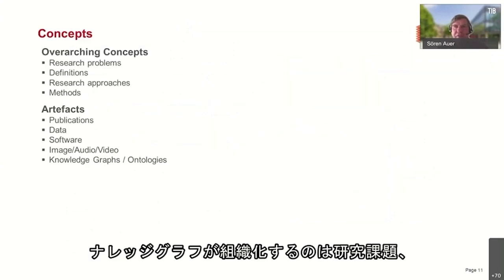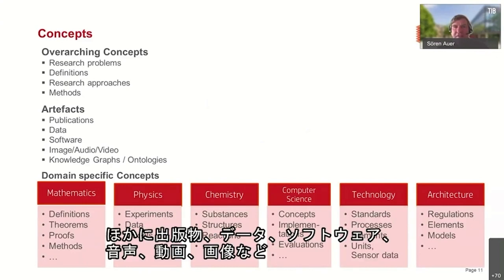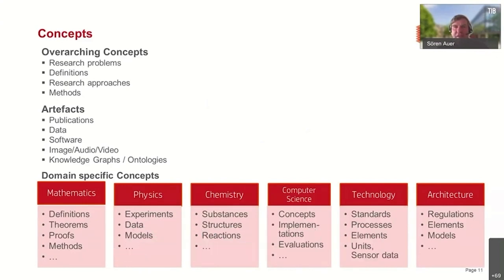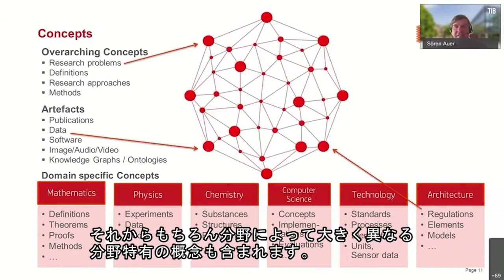So a knowledge graph which organizes overarching concepts like research problems, definitions, research approaches, methods, also different artifacts, in addition to publications, also data, software, audio, video, images, in such a knowledge graph. And then, of course, also domain-specific concepts, which vary very much between different domains.